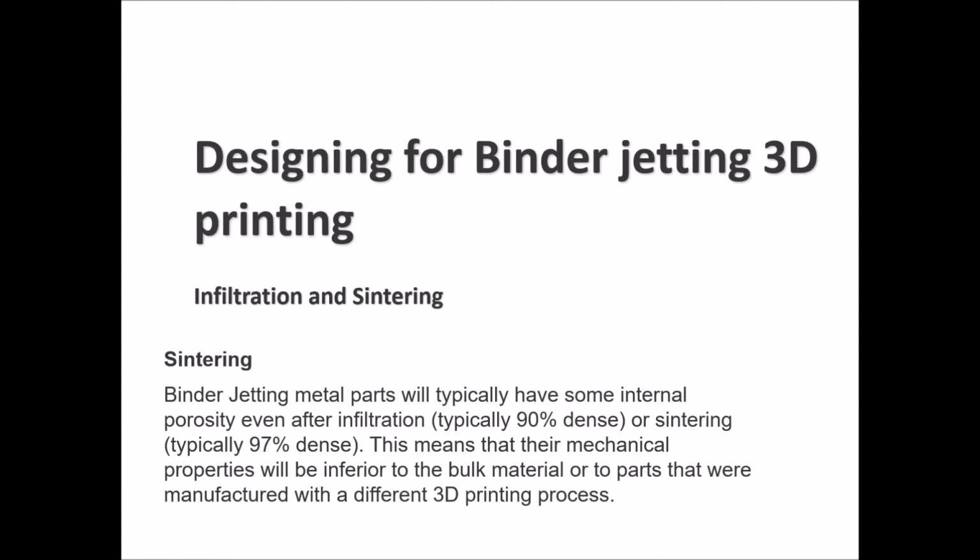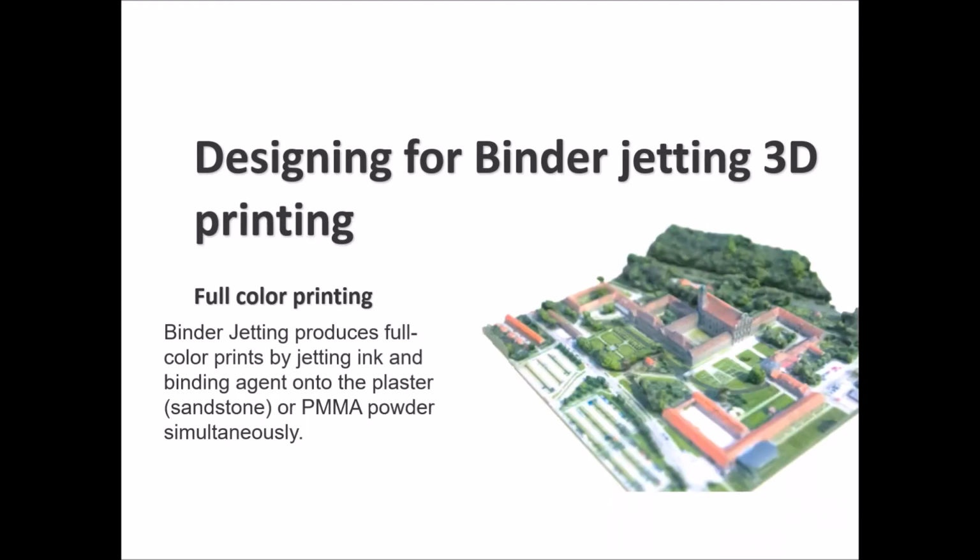The parts that you will have will be 90% dense. For sintering, it will be 97% dense sometimes. So the mechanical properties will be inferior to the bulk material or the parts that are manufactured with different 3D printing processes. As we mentioned before, binder jetting can produce full color prints through jetting the ink and binding agent on the sandstone or the plaster.